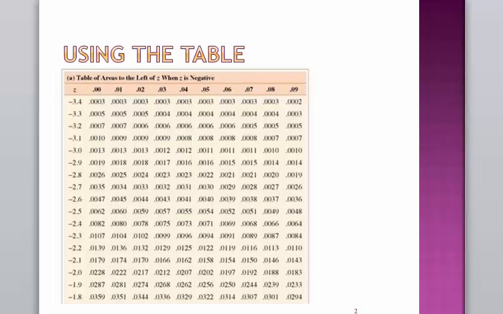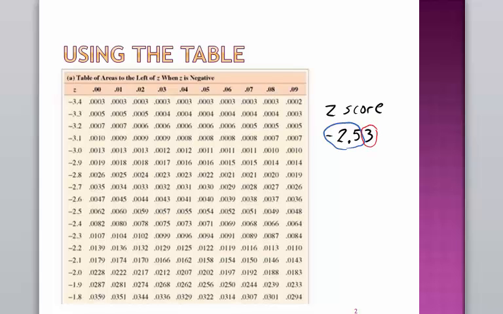I'm going to begin by showing you how to use the table. To work the problems, we will be looking up z-scores in the table. For example, we may be asked to look up a z-score of negative 2.53 for a particular problem. So what we need to do is break this z-score up, looking at the first two digits separately from the last digit.